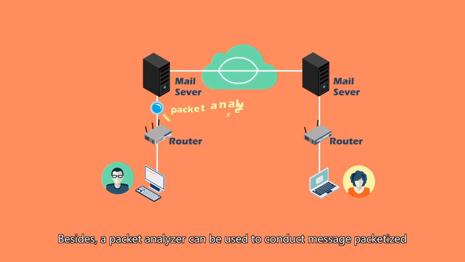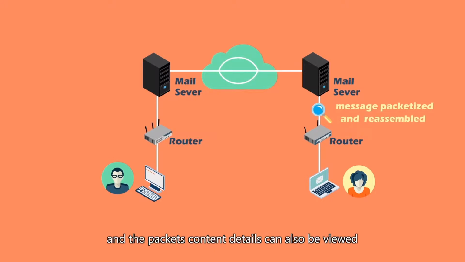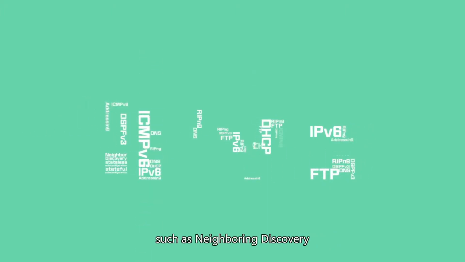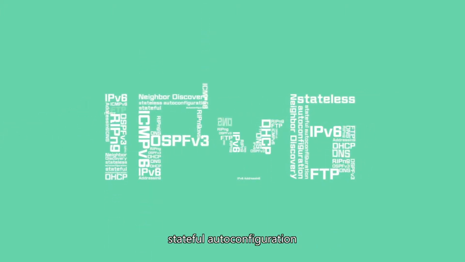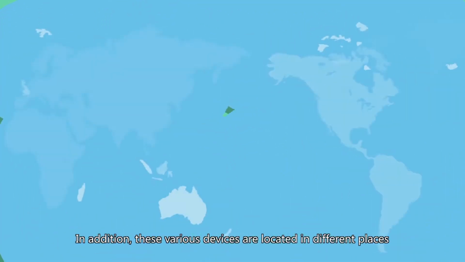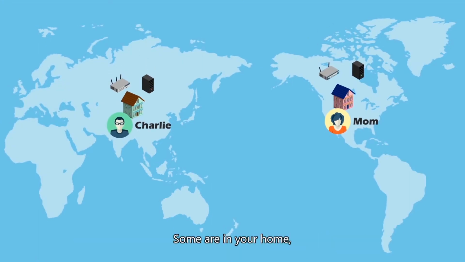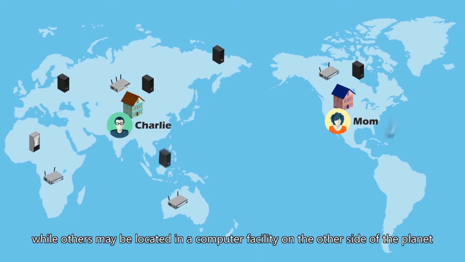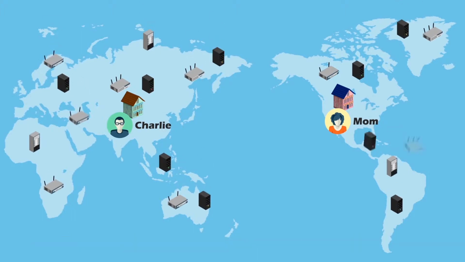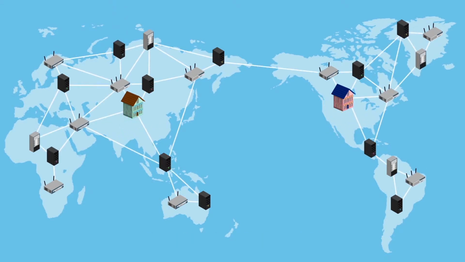Besides, a packet analyzer can be used to conduct message packetization and protocol analysis on the data network, and the packet's content details can also be viewed. The protocols used with IPv6 are highly complex, such as neighbor discovery, stateful auto-configuration, stateless auto-configuration, and ICMPv6. In addition, these various devices are located in different places. Some are in your home, while others may be located in a computer facility on the other side of the planet. This makes it rather difficult to monitor and study the flow of information on the Internet.